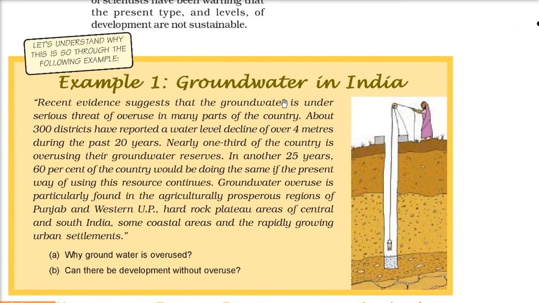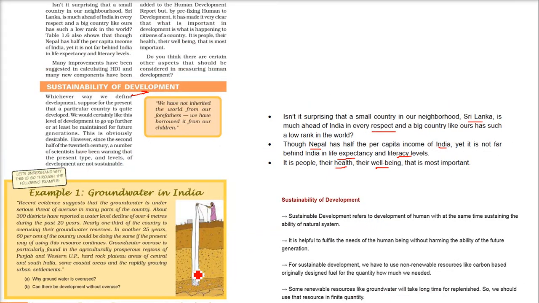I'll give you an idea using groundwater. Because of the population we have and the people who are using it, the level of groundwater is decreasing. In another 25 years, 60% of the country would be in the same situation. That means the level will be less for the people who are coming after us. After some years, this level will go down more. So this is sustainable development: we utilize the water such that it is available for the next generation too.